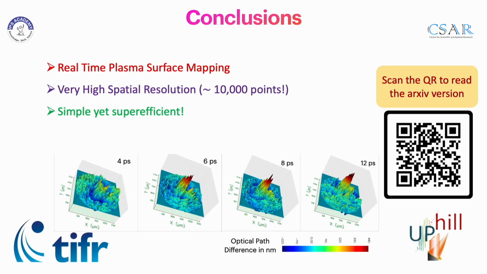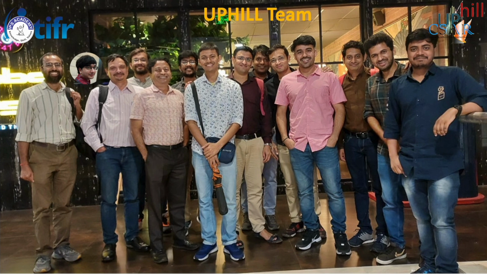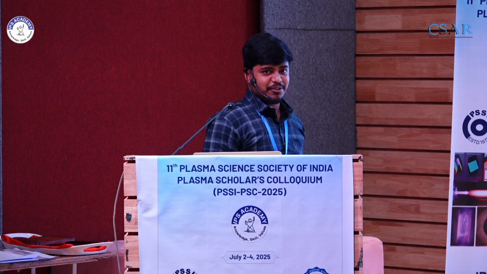And this is the conclusion. So we have mapped the plasma surface in real time, and this has a very high spatial resolution, like 10,000 points. And the measurement is very simple, and it is super efficient. You can read my paper if you scan the QR code here. And we are also doing other measurements with this wavefront sensor with the plasma. So this is our team at TFR. Our group name is Uphill, we call it the Uphill family. And thank you all for listening.